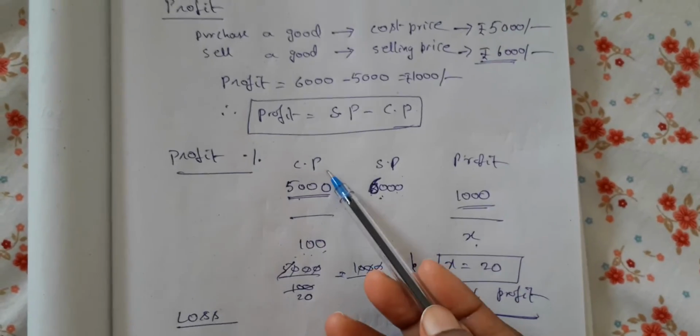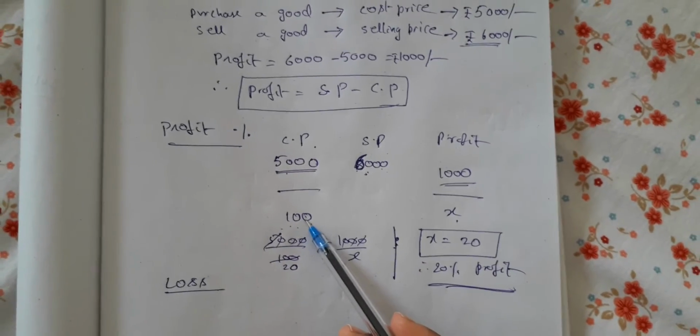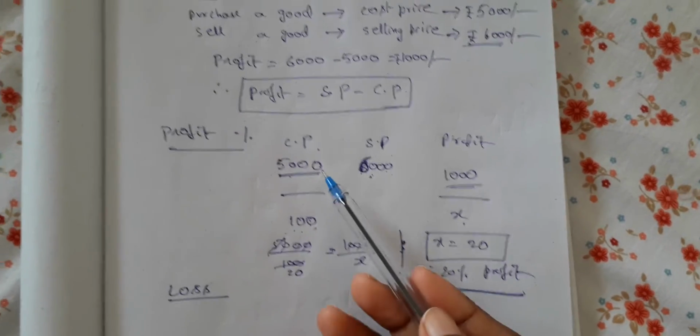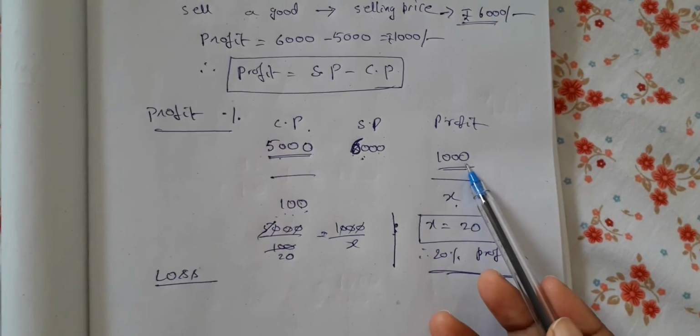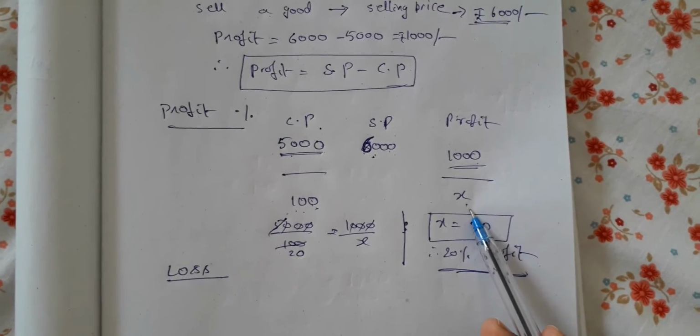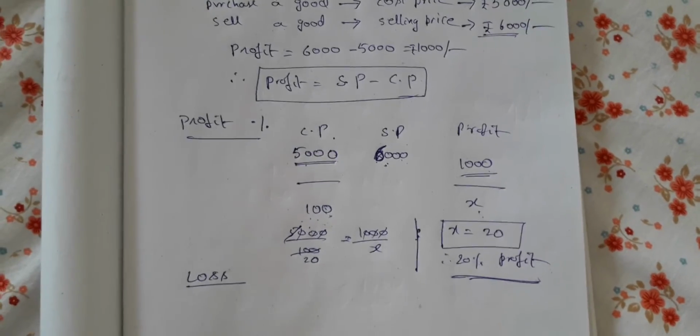So always you have to make it for cost price. Whether it is a loss or profit, always you will compare with the cost price. If cost price is 5,000, profit is 1,000. If cost price is 100, how much is the profit? That is the meaning of percentage, per 100. So this is how you will be doing it.